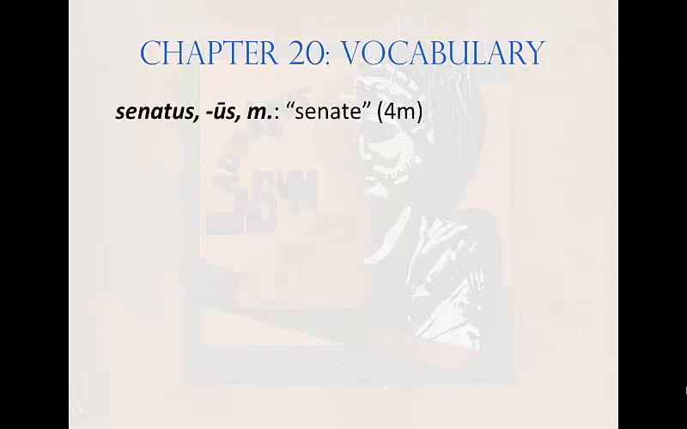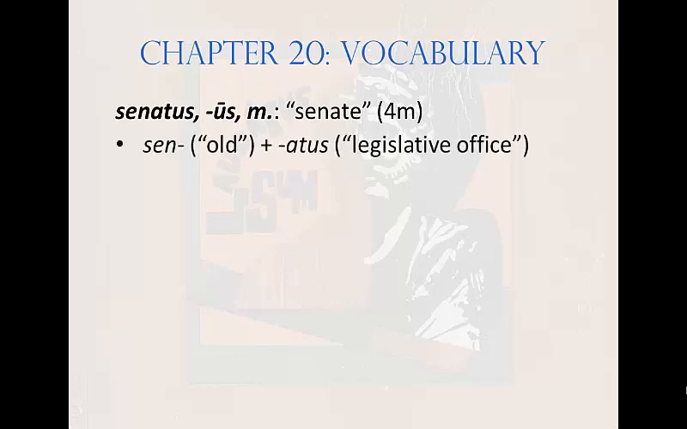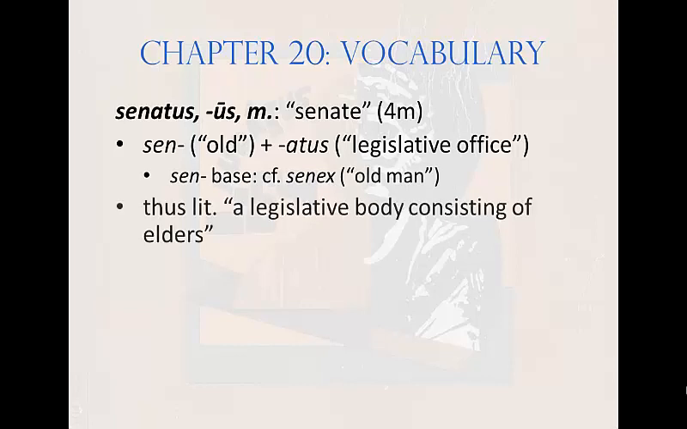The next word is senatus, masculine, meaning senate. It's a fourth declension masculine noun. The base of this noun is sen, meaning old, to which has been appended the suffix atus, meaning legislative office. You should already be familiar with the sen base from another word that uses it, senex, meaning old man. Etymologically, then, senatus means a legislative body consisting of elders or old men.